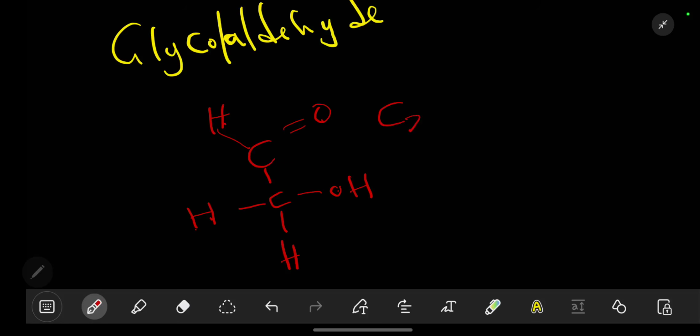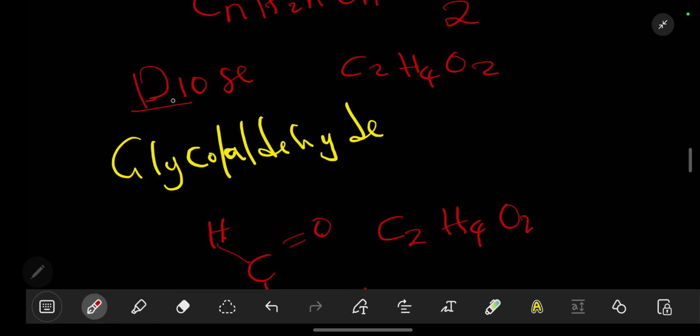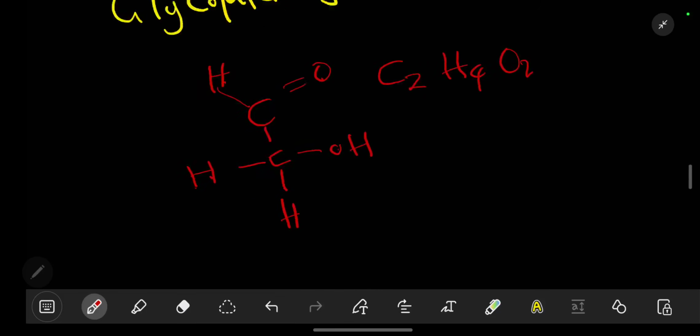So this gives us C2, then we have our H, 1, 2, 3, 4. Then we have our O2 like that. So this is the simple structure of a diose, which is a carbohydrate or a monosaccharide containing 2 carbons.